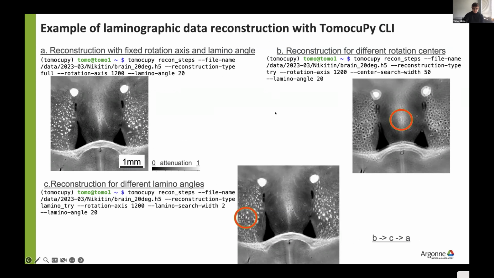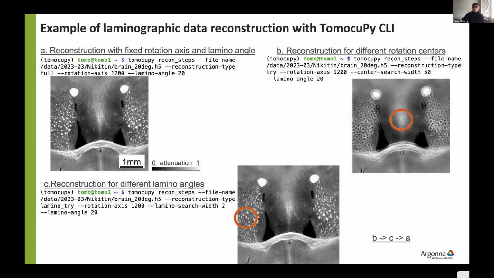If we don't know the rotation axis, we do this manual search. We put the reconstruction type try and basically reconstruct our sample with different rotation axes. Then you see that if the rotation axis is off, we see the artifacts. We slide through different images, select the image with the best quality, and see which rotation axis this image is associated with.